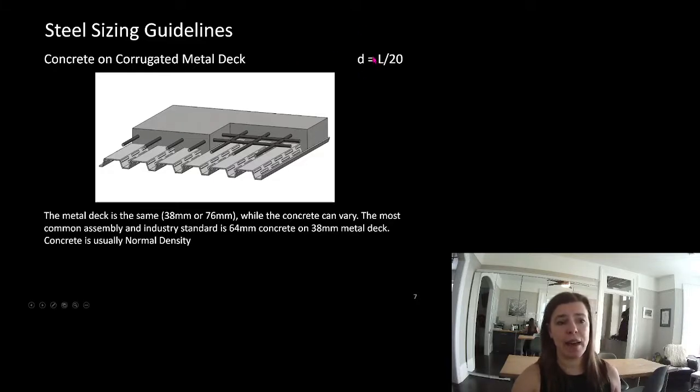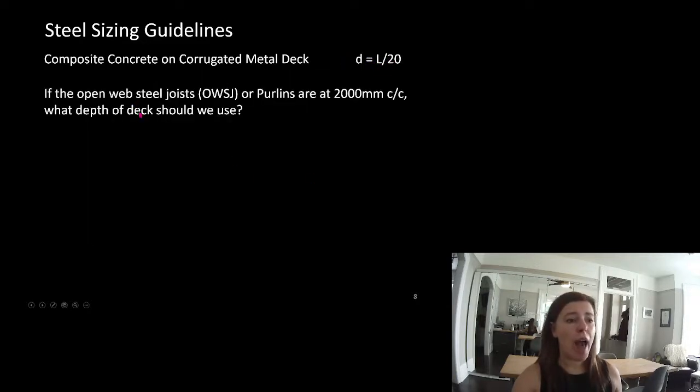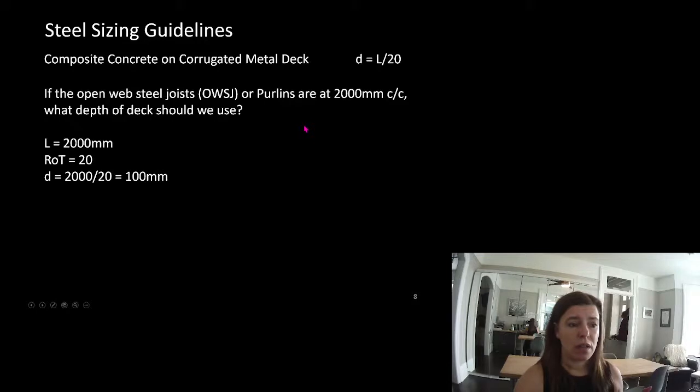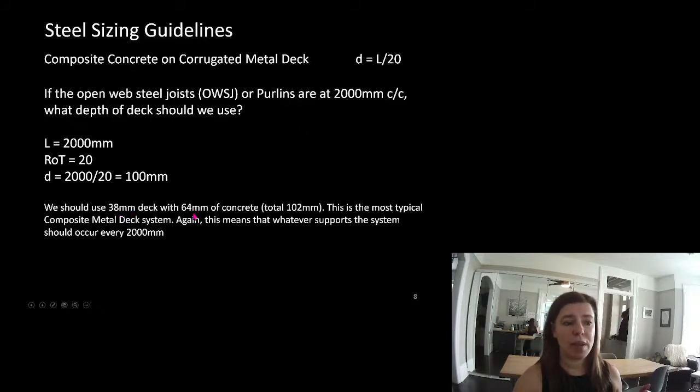Okay, our sizing guideline now is D equals L divided by 20. We've got open web steel joists or purlins at 2 meters on center. What depth of deck should we use? Okay, let's take a look. We've got 2,000 divided by 20, 100 millimeters. Well, our 38 metal deck with 64 concrete is 102 millimeters. We should use 38 millimeter deck with 64 millimeters of concrete, so that's a total of 102 millimeters. This is the most typical composite metal deck system.